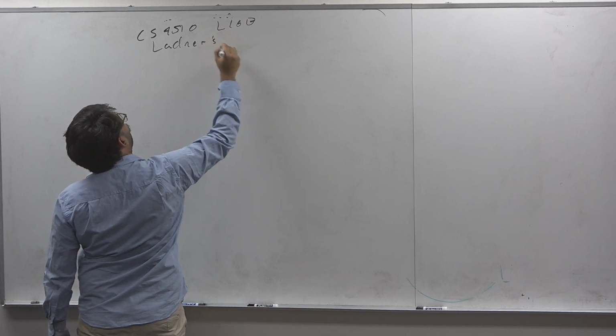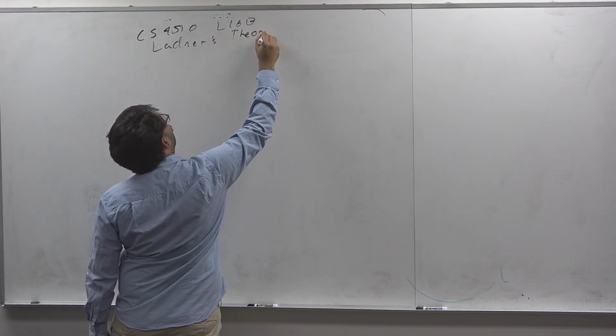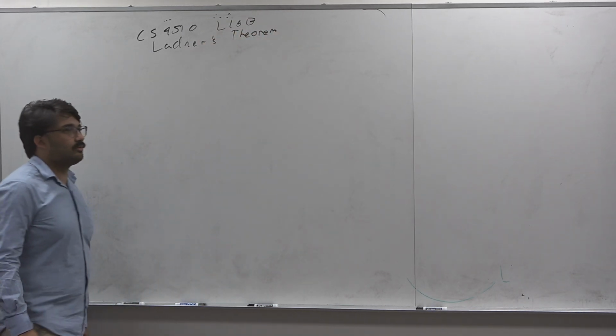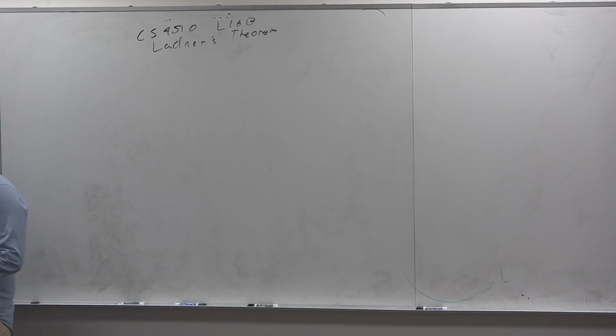This is Ladner's theorem. Ladner proved this theorem and then went immediately to work in some other field. I think it was like eye tracking robotics or something. So, interesting history there. Ladner's theorem is basically a question about NP.